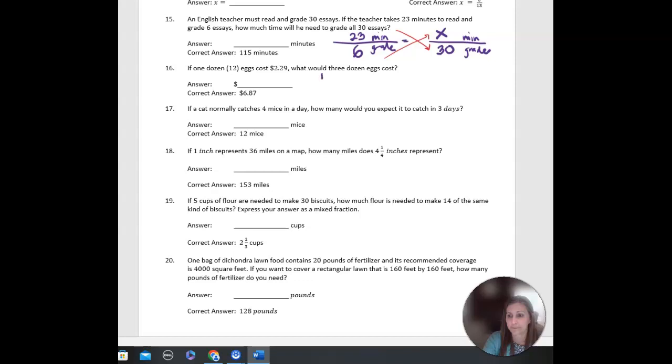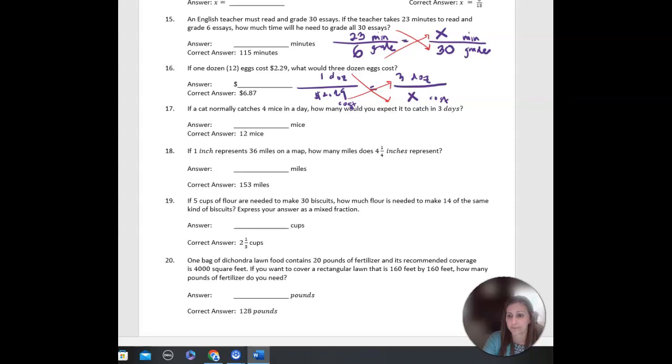1 dozen eggs cost $2.29. The question is, how much would 3 dozen eggs cost? We don't know, so we put an X in the denominator. Notice our cost is in the bottom. The number of dozen is in the top. Dozen in the top, dozen in the top. Cost in the bottom, cost in the bottom. Once again, you will cross multiply here to solve this. And that's that one. Let's get the next one set up.